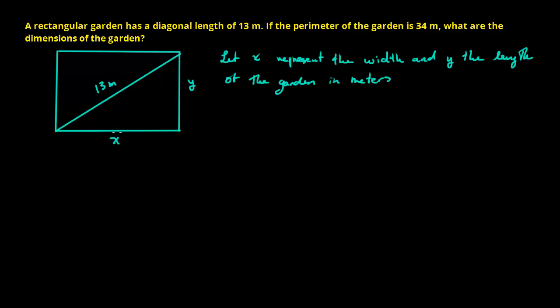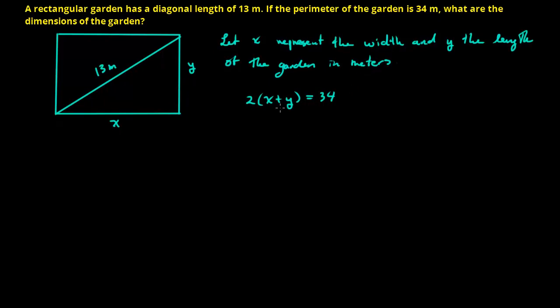So one piece of information that we know is that the perimeter is 34 meters. So we know that x plus y, times 2, should be equal to 34. That's because if I add x plus y and then I double that, that'll be equal to the perimeter. I can make this equation a little bit simpler by dividing both sides by 2. So I get that x plus y is equal to 17.